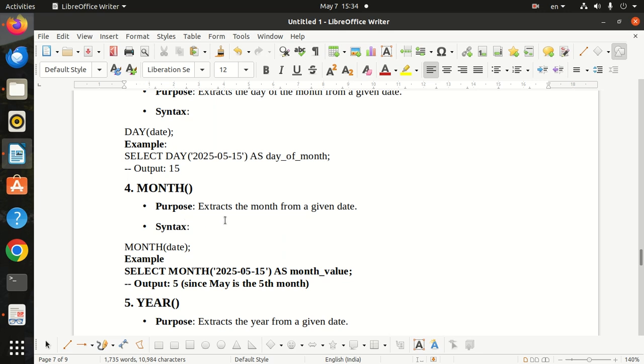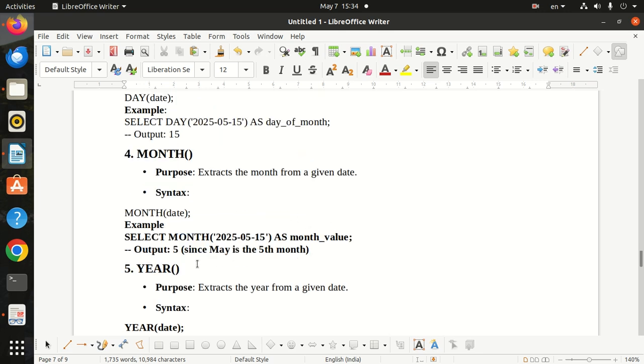The MONTH function extracts the month from a given date, syntax MONTH(date). So select MONTH of 15-5-2025 as month value, which has the output 5, since May is the 5th month.